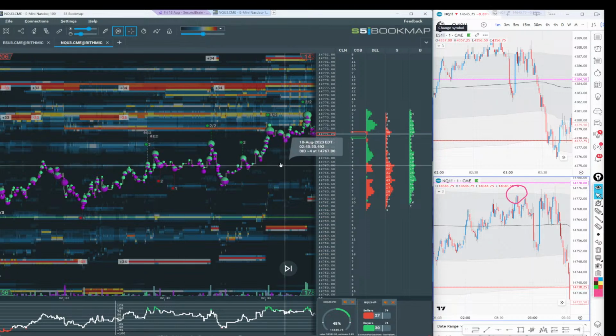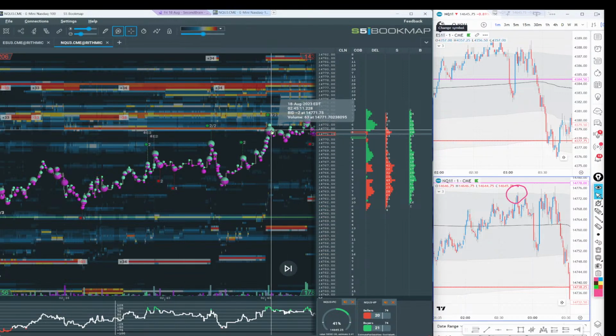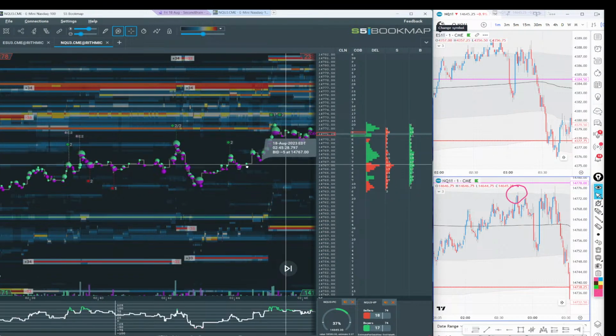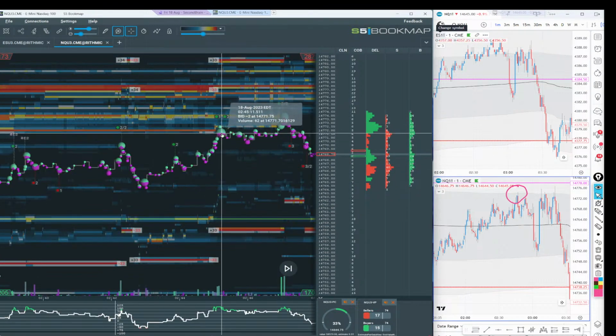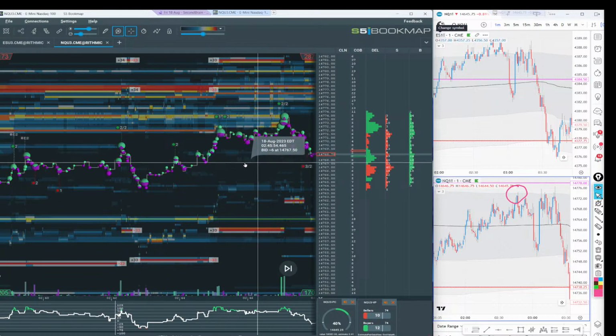Okay. All right. We have sizable volume. That's 63. If we zoomed in, it's still over 60. That is a sizable amount of volume. You can go back to lots and lots of days of NQ.